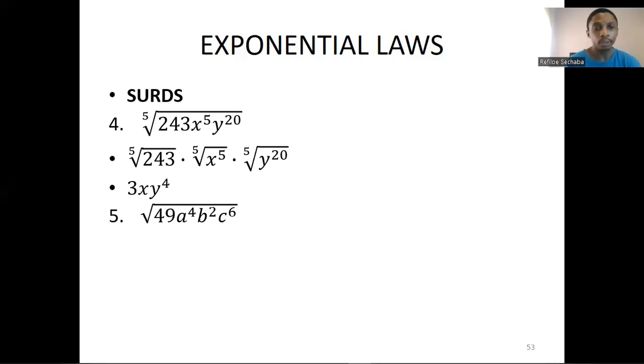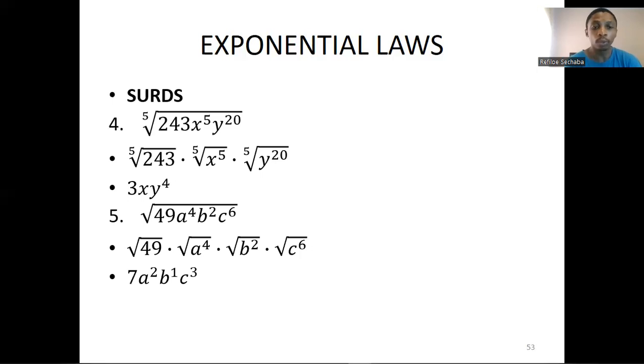What about this one here, where we have the square root of 49, a to the exponent of 4, b squared, c to the exponent of 6. You distribute the square root again. So you will give 49 its own square root, a to the exponent of 4 its own square root, b to the exponent of 2 its own square root, and c to the exponent of 6 its own square root. And this is what you will end up having. The square root of 49 is 7, and the square root of a to the exponent of 4 will be a squared.